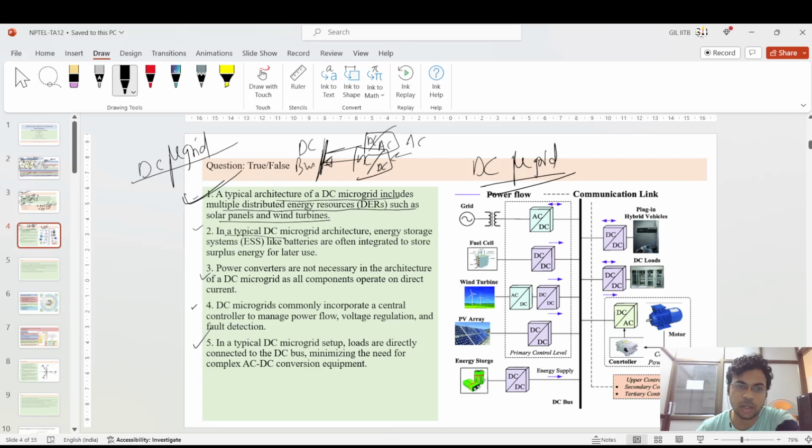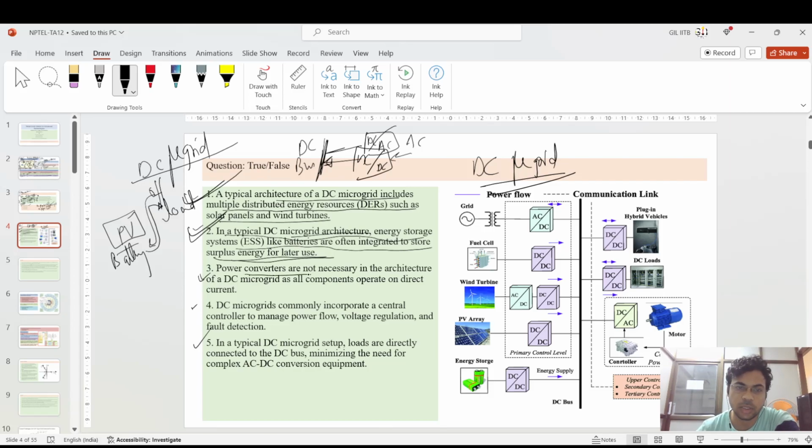That is true. The second statement is telling that in a typical DC microgrid architecture, energy storage systems, ESS, like batteries, are often integrated to store surplus energy for later use. That is also true, because in the DC microgrid structure, the energy is mainly generated from the PV, and you have a battery as a backup. When the PV is not generating much but your load requirement is high, your battery should discharge to meet that load. And this battery should be charged during off-peak hours when the tariff is low. So these are integrated to store the surplus energy for later use.